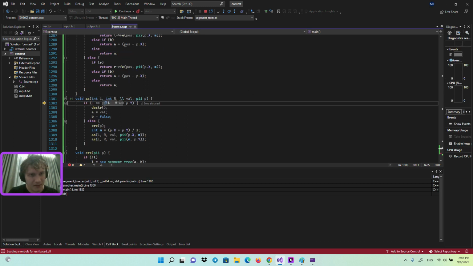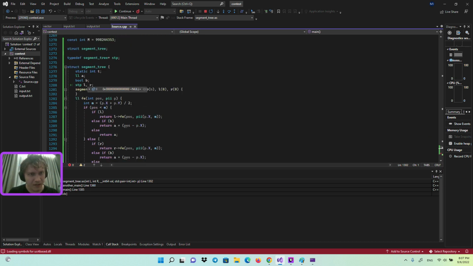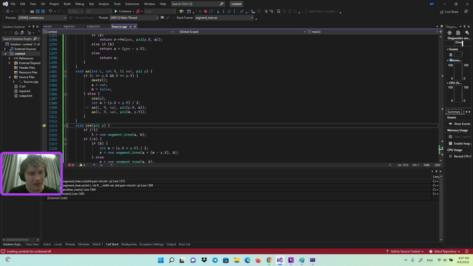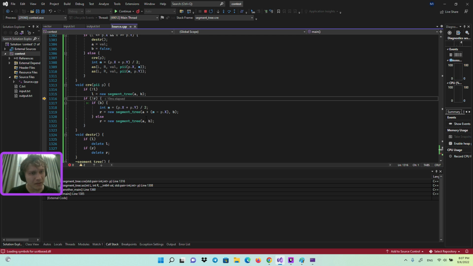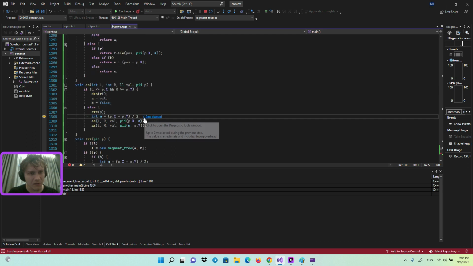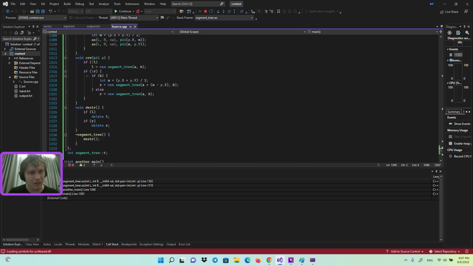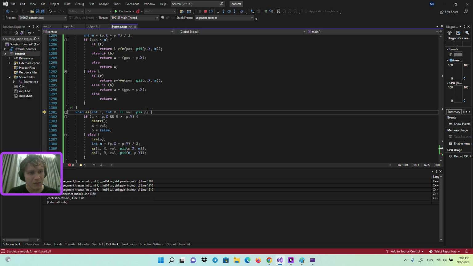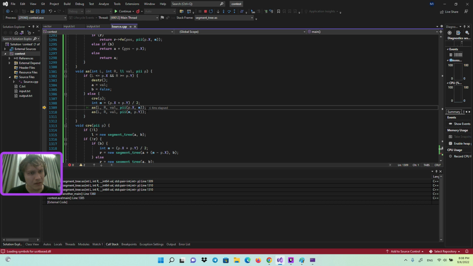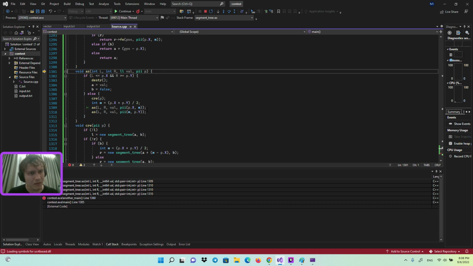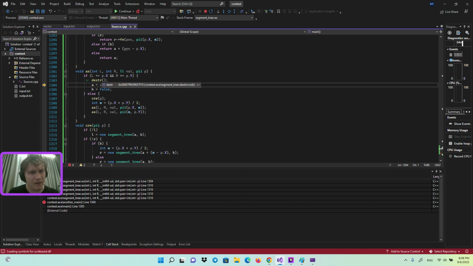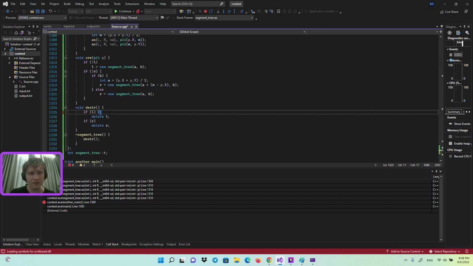Okay, let's investigate it. So we have 0, 0, 0, 0, 10. And now L and R are both null pointers. So we create them. Yes, we just create some segment trees. And we assign here, and assign here, and assign here, and now we have destructed it. Why did I not understand it? So we have to make them zeros.